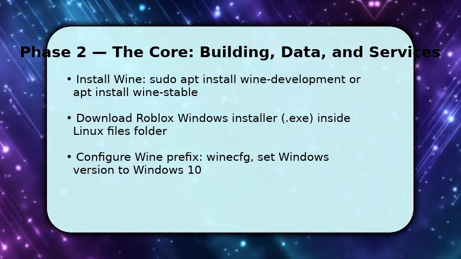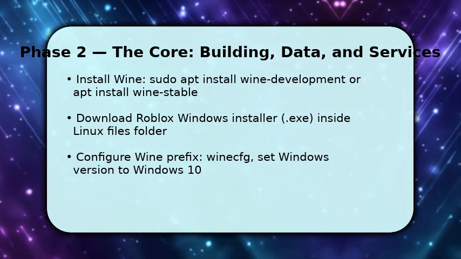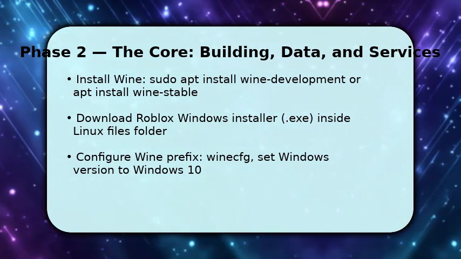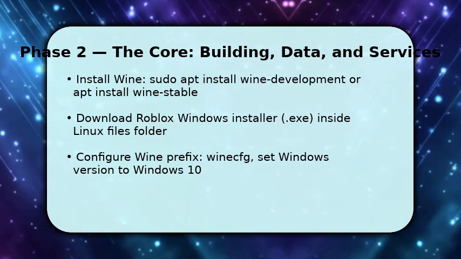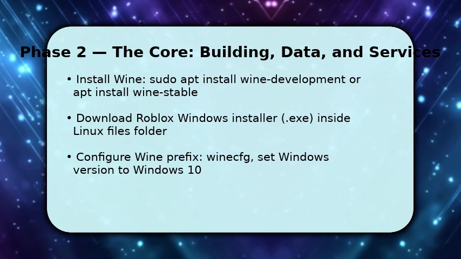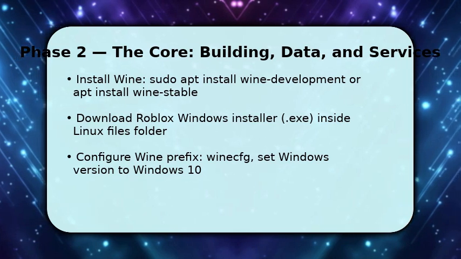Next, move the Roblox exe into the Linux files directory, then run wine RobloxPlayerLauncher.exe. Watch for prompts to install dependencies. Accept and allow the installer to complete. This step converts the Windows client into a runnable app inside your container.